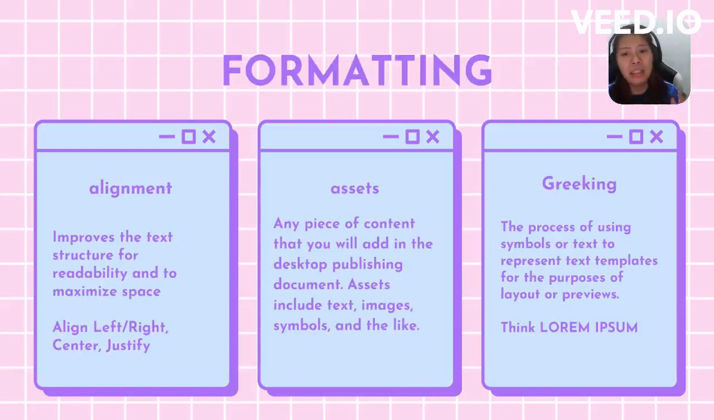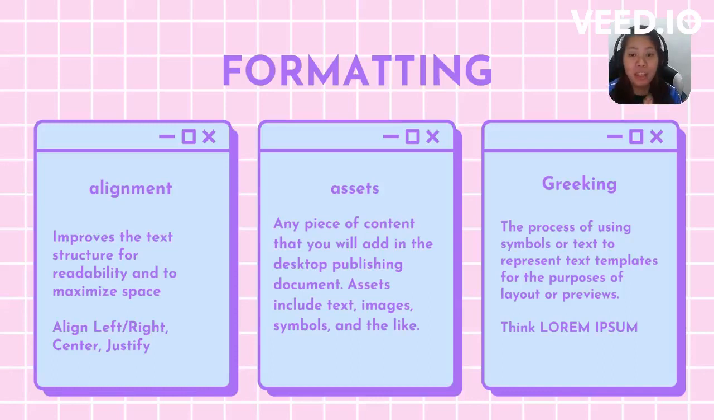Formatting. Some terms that are commonly used in desktop publishing are alignment, assets, and greeking. Alignment is a general term for aligning content to the left, the right, the center, or justified. Assets, meanwhile, are any piece of content that you would be adding in the desktop publishing document. These include text, images, symbols, and the like, while greeking is the process of using symbols or text to represent text templates for the purpose of previews or layouts. Think lorem ipsum. Sounds familiar?